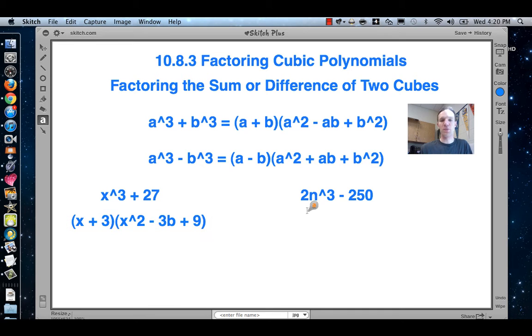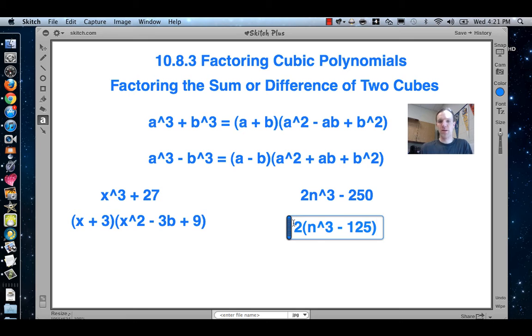Okay, now let's do one more where we have a minus sign in it. So this one was an addition, a sum. Here's a difference of perfect cubes. At first look, you don't see that this is a perfect cube, but there is a greatest common factor that we can factor out of this expression, and that's 2. So we factor out 2. We're now going to be left with n cubed minus 125.